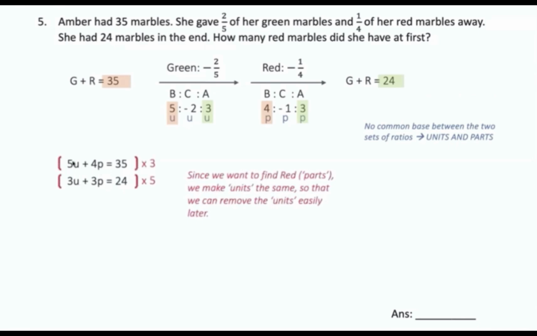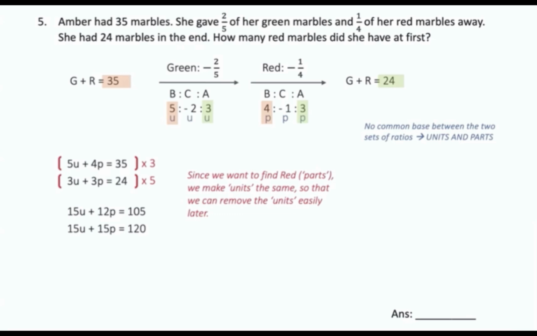Times 3, times 5, so make this 15, right? So in this statement I make units 15, and I need this to be 15 also. To make this 15, I times 3 across. Then to make this statement's 3 units into 15, I must times 5 across, right? I will get 3 times 5, 3 times 4 is 12, 3 times 35 is 105. Now I do this for the second statement. 5 times 3 units, 5 times 3 parts, 5 times 24, and I'll get this.